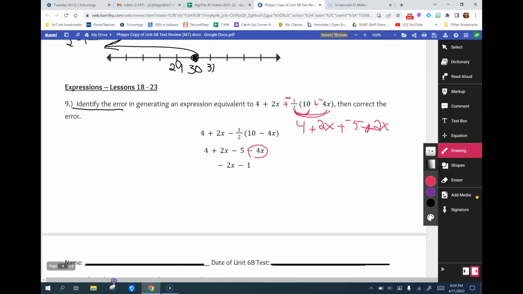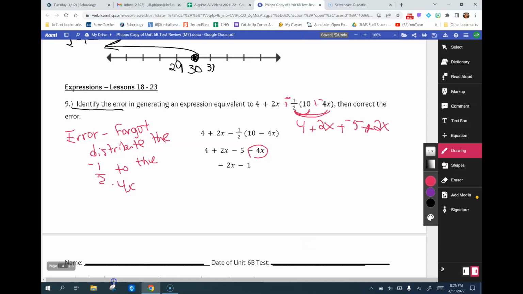So identify the error. The error is they forgot to multiply, forgot to distribute, because it's distributive property, distribute the 1/2 or negative 1/2 to the 4x or negative 4x, either way. Okay, then we're going to correct it.